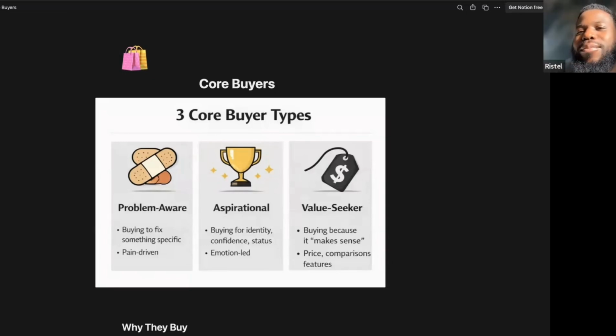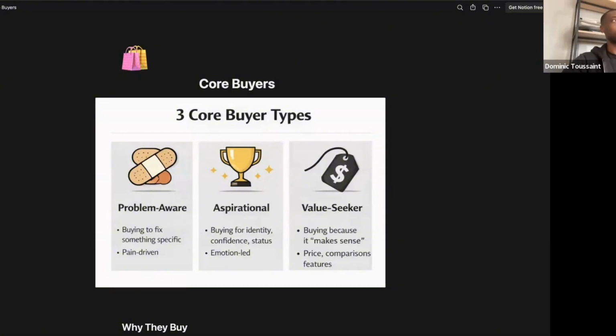I just want to ask you a question based on these three core buyer types. Which one do you think people should focus on the most, or which one do you think a lot of customers or potential customers are really looking for in our day and age? Is it problem aware? Is it aspirational and value seeking? The reason I'm asking is because in the aspiration it says emotion led type of buyers. So which one do you think, based on your experience so far?